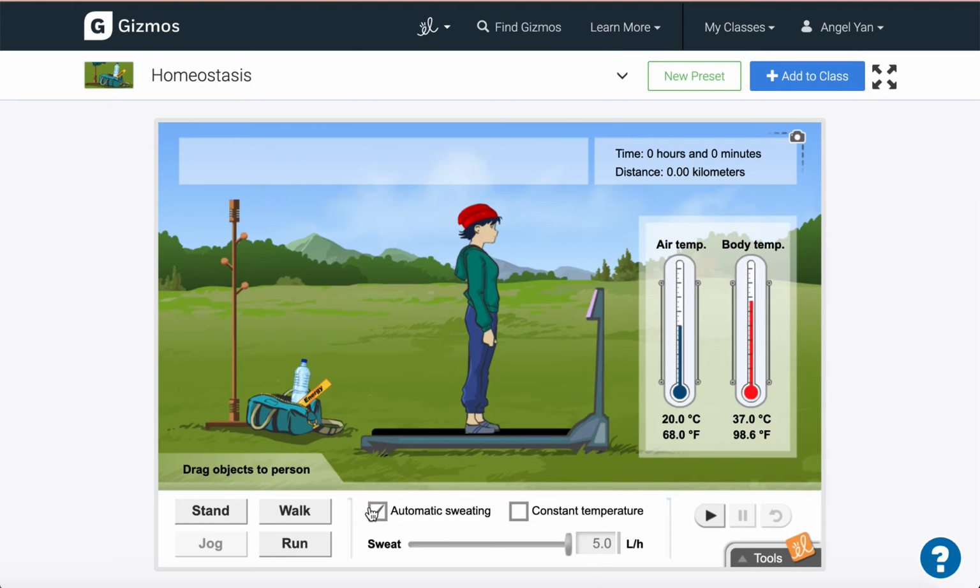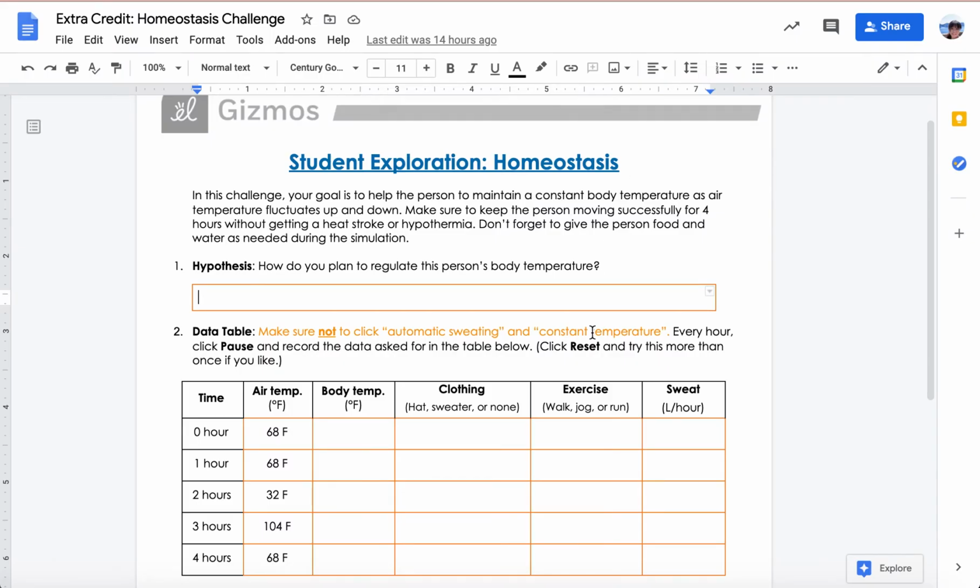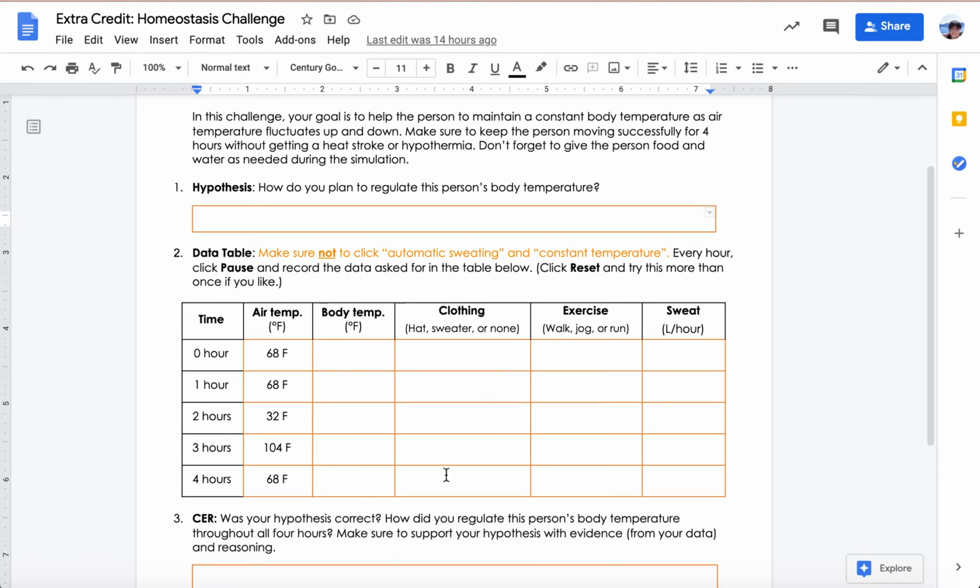Now right here, I want to make sure that I unclick automatic sweating and constant temperature. You have different variables that you can change. Some of the variables are: what clothing do you put on her? Do you give her a sweater, a hat, both, or none? What kind of exercise is she doing? Walking, jogging, or running? Also, how much is she sweating per hour? All of these are parts that you can change.